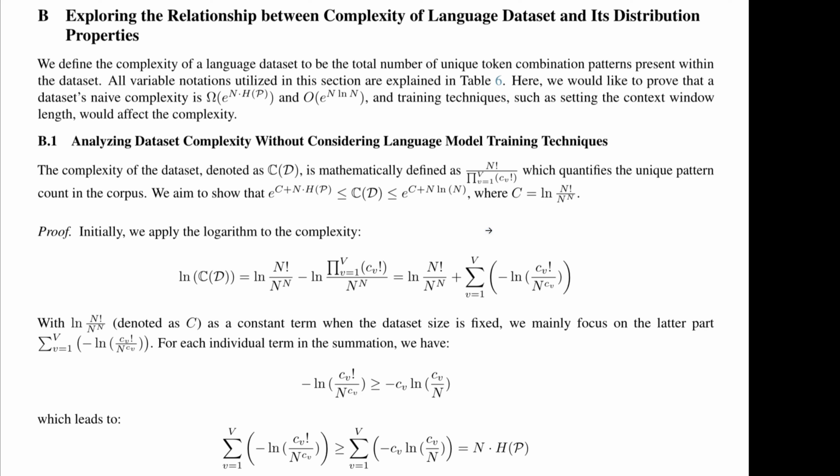In Annex B, they give you some interesting insights, and you can feel that they want to find a relationship between the complexity of the language dataset for the scaling intention and its data distribution properties on the different domains. So they say, we define the complexity of a language dataset to be the total number of token combination patterns presented within the dataset. And they give you a definition of a naive complexity, as they call it. And of course, the context window length affects the complexity. And they analyze the complexity of the dataset and put it in relation to the information entropy.